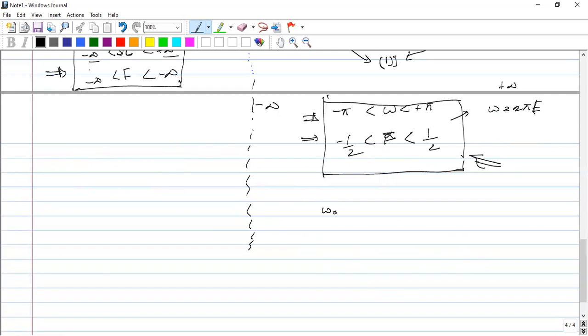So here I will choose omega naught as 5/2. Okay, and I will get k is equal to 1. So I have signal cos omega naught n, and I have signal cos omega k n. Here omega naught is 5/2, so omega k will be 5/2 plus 2πk.